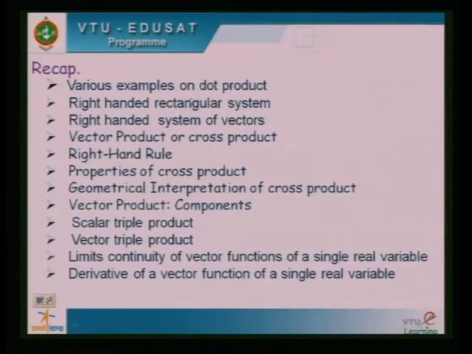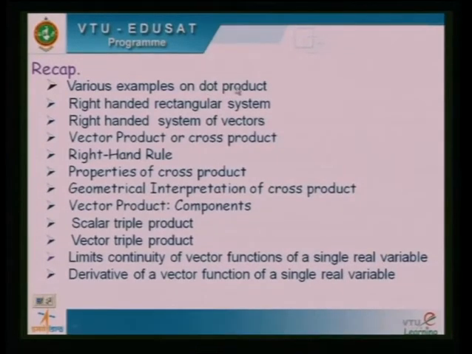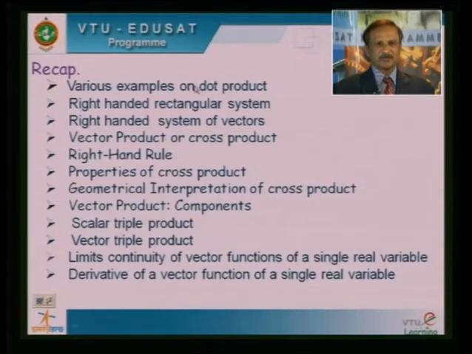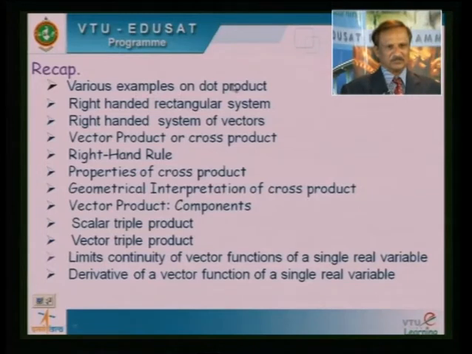I think in the last 5 sessions we have discussed various items, and in the last 2 sessions we have discussed various examples on dot product. What do you mean by dot product? And we have discussed cross product. If they give two vectors, how do we calculate A dot B? Or how do we calculate A cross B? So we have defined and solved various examples on dot and cross product.